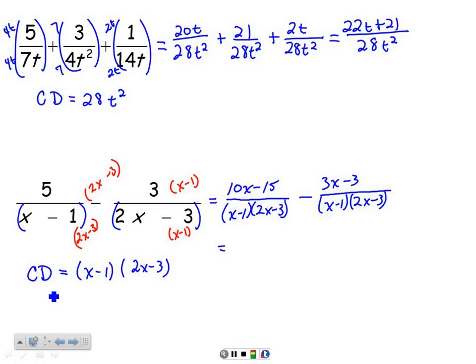Alright, so now that we have a common denominator, we need to make one fraction. Combine your like terms. 10x minus 3x is going to be 7x. And negative 15 minus a negative 3, that turns into negative 15 plus 3, is going to be a negative 12. And then your common denominator. From here, you would factor the numerator if possible. This is not factorable. And then reduce. So this is going to be your answer since nothing will factor.